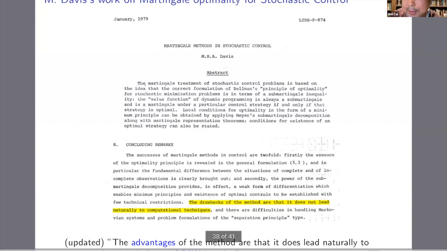He says this method, the advantage of this method is that it does not lead to any computation technique. Of course, this can be updated now, because now we found a method that is perfectly fit for this Martingale problem of this control problem. So the advantage now, we can just change. If we can get good numerical results, we can have the opposite statement of his conclusion in his paper.